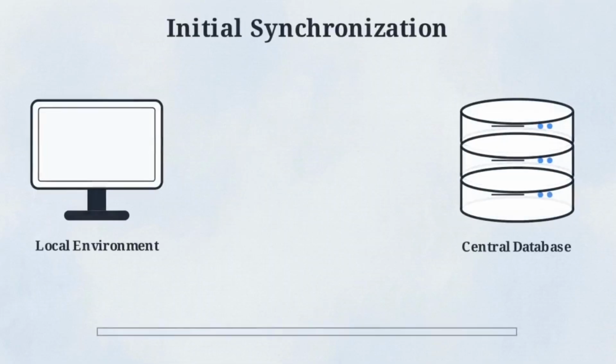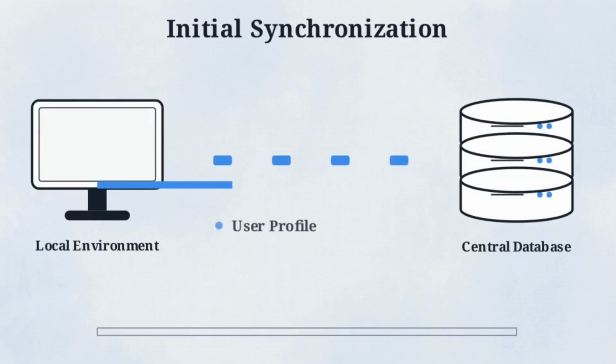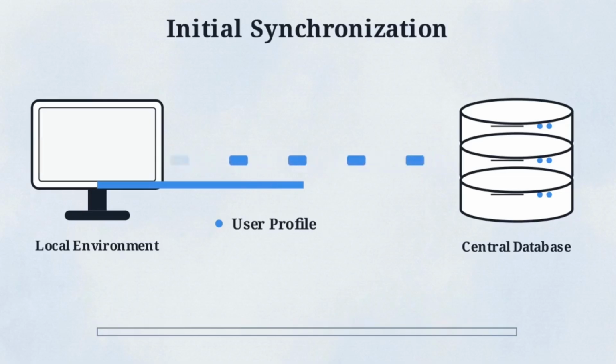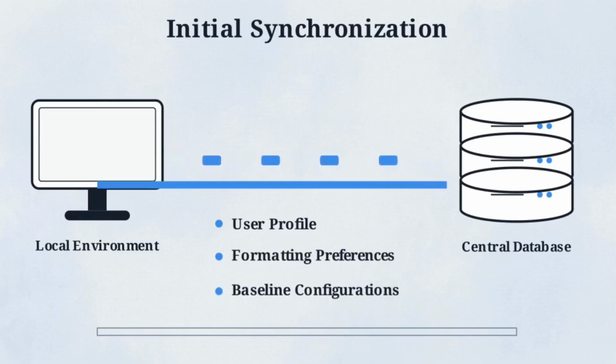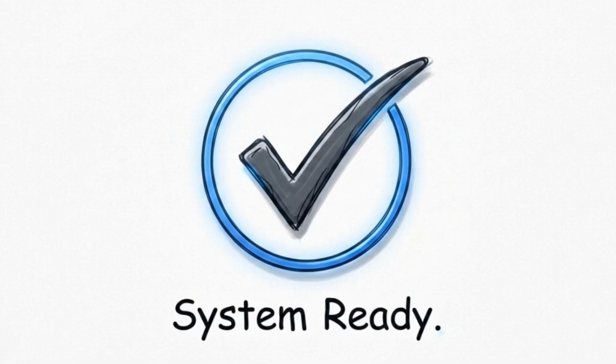This diagram shows the initial synchronization. The extension is securely syncing with the central database to retrieve your profile. During this sync, it pulls down your company's specific formatting preferences and baseline configurations. With authentication complete, the extension is fully personalized and ready to process data.